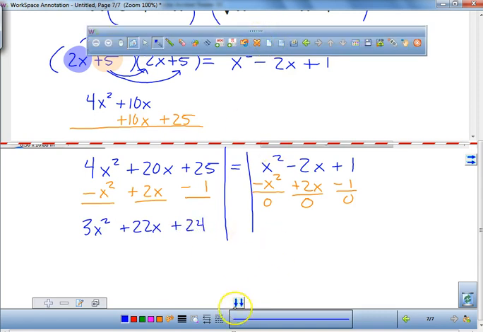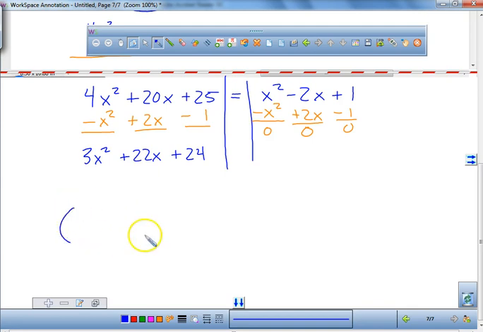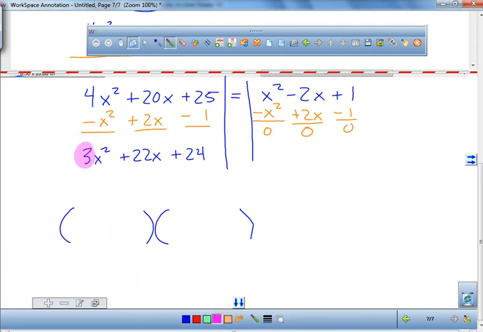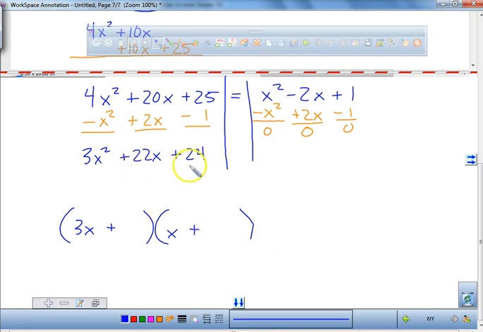Now this is actually factorable, everybody. This is more difficult to factor because of that 3 right in front of that x squared, but it's not too bad. You have to know that you're going to have a 3x and an x. If everything is plus signs right here, then you know this has to be positive and this also has to be positive. They're both pluses.